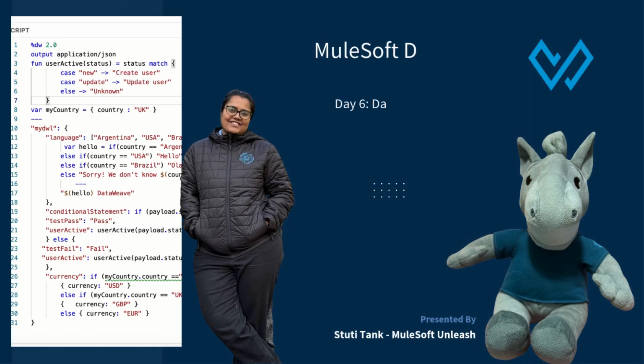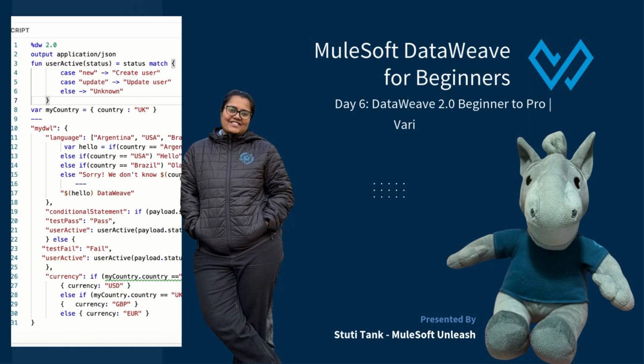Back to day 6 of the DataWeave 30-day series. Today, we're exploring some of the core building blocks of DataWeave scripting: variables, functions, do-block scoping, and conditional logic. For clarity, I've divided this part into two sections to make the explanation easier to follow.